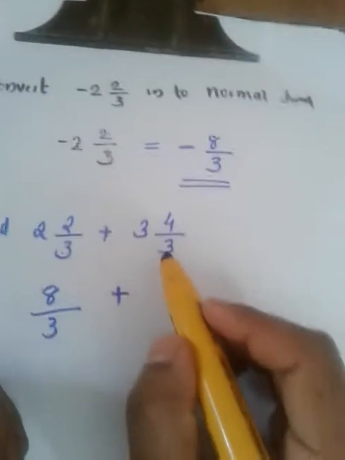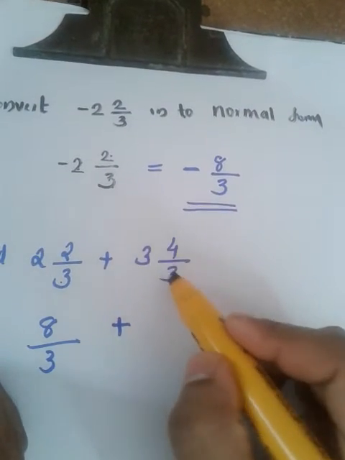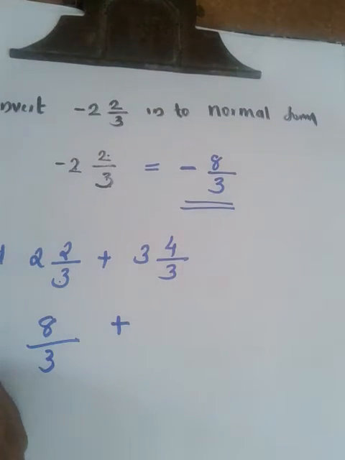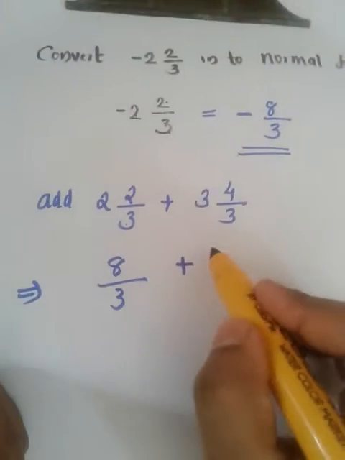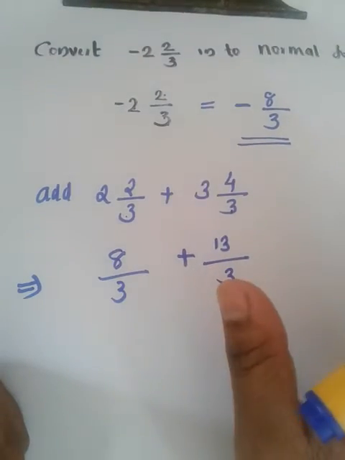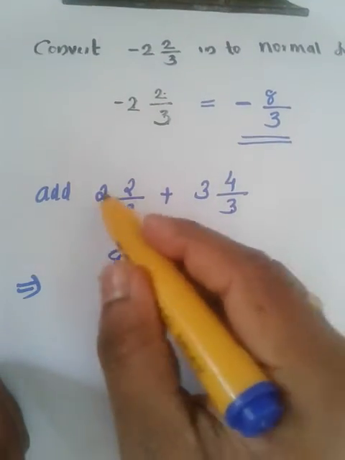Plus here, just see, 3 into 3, 9. We got the product as 9. Then 9 plus 4, 13. Yes, you are correct, 13. Divide by this 3 as it is. Clear? Once again, 3 into 2, 6, plus 2, 8.